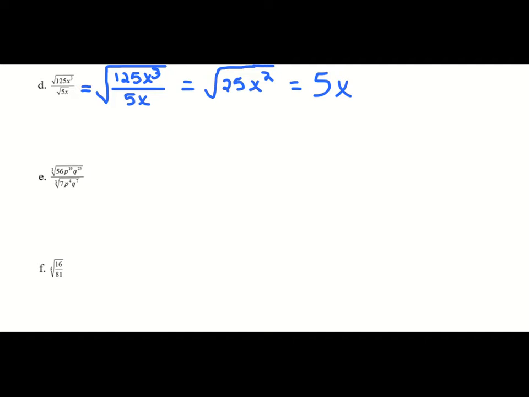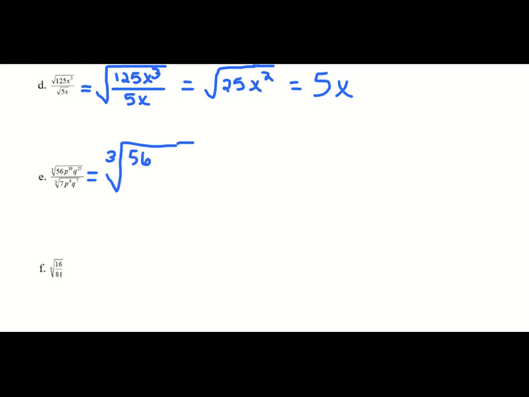Right, next, we have the cubed root of 56p to the 19th power q to the 25th divided by the cubed root of 7p to the 4th q to the 7th. So again, really can't do anything with it as it stands, but I can rewrite it as one large fraction. So I'm going to do the cubed root of... let me erase that, that didn't come out very good.